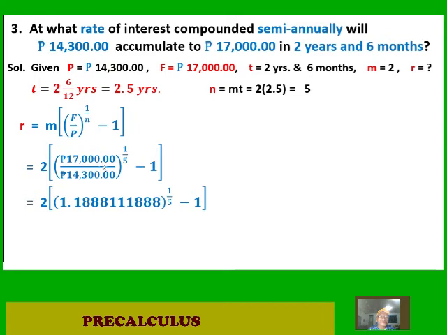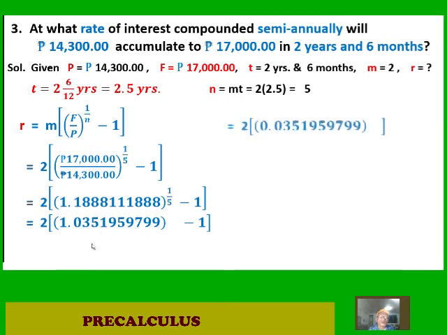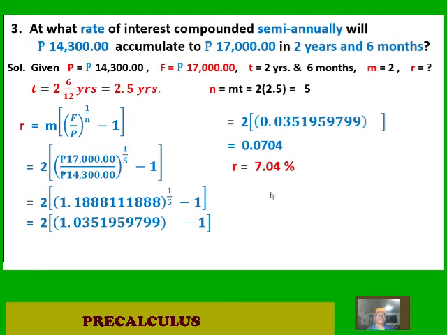Okay, divide this first. Then raise to the 1 over 5. So take the fifth root of this number, and it is equal to this number minus 1. So what remains is this one, times 2, which is equal to 0.0704. So this is the rate. Changing decimal to percent, move the decimal point 2 places to the right. So the rate is 7.04%.